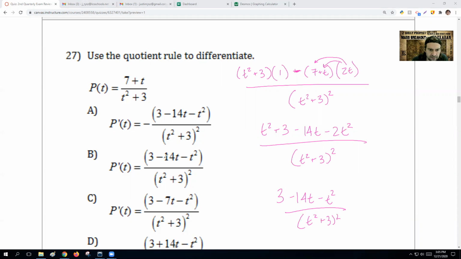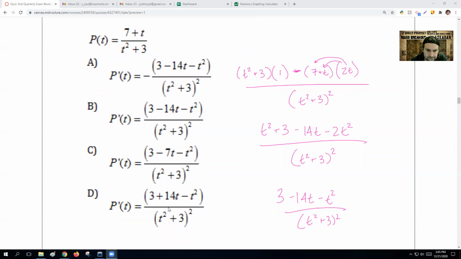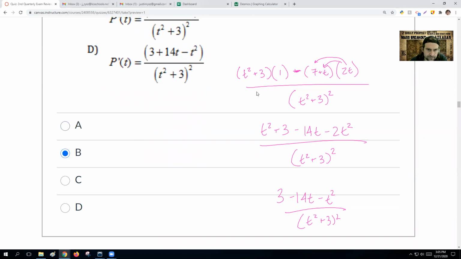And is that what we got for B? Yeah, not A, because that's a negative sign. B looks good. What about C, D? C, no. D? Oh, it would be a minus. I'm saying it's B.